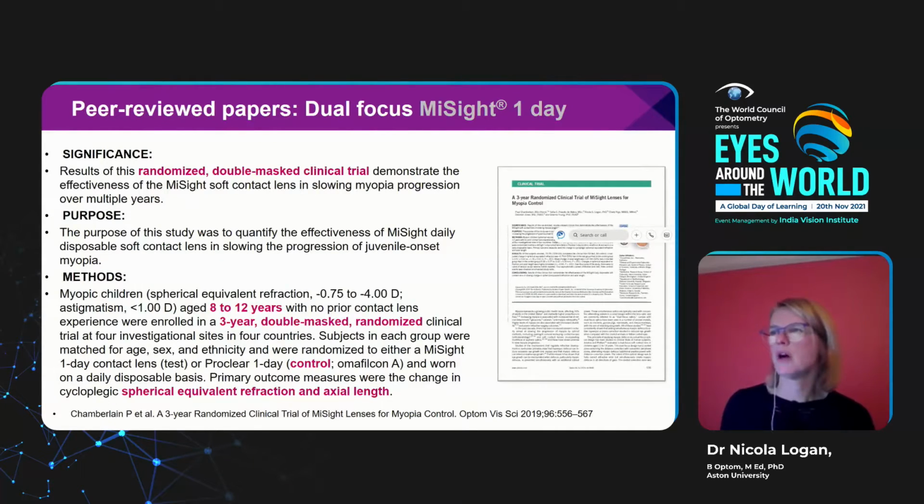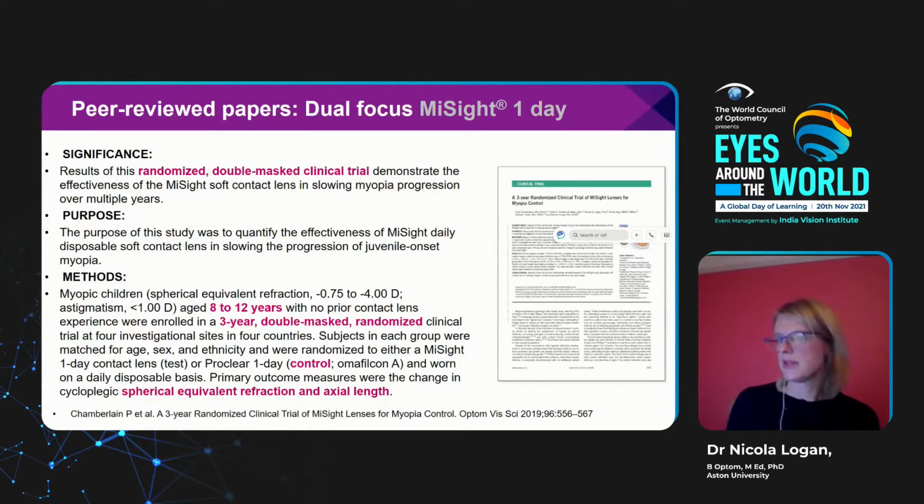So what do we know about this? So again, from just looking at the abstract, if we pull out the key points, it's a randomized clinical study. It's double masked. So again, the investigators or participants didn't know who was in which group. If we look at our age range, it's children aged 8 to 12 years of age. And that study duration is for 3 years.